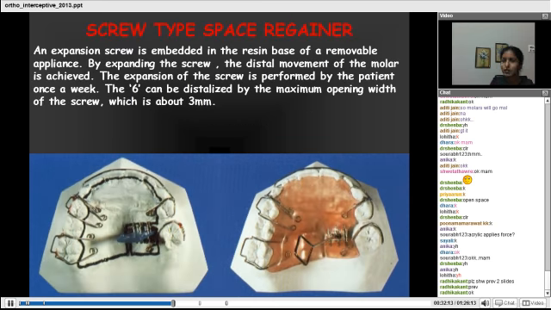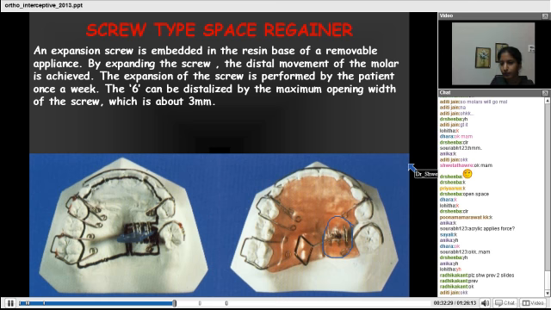And your last one is screw type. That is easy. It's just like an expansion screw, but it is placed in this area. For an expansion screw, it is placed in the midline. But when you are creating space here, the screw is placed between this plate and this plate. As you keep opening the screw, the plates move apart, trying to create space. Clear?